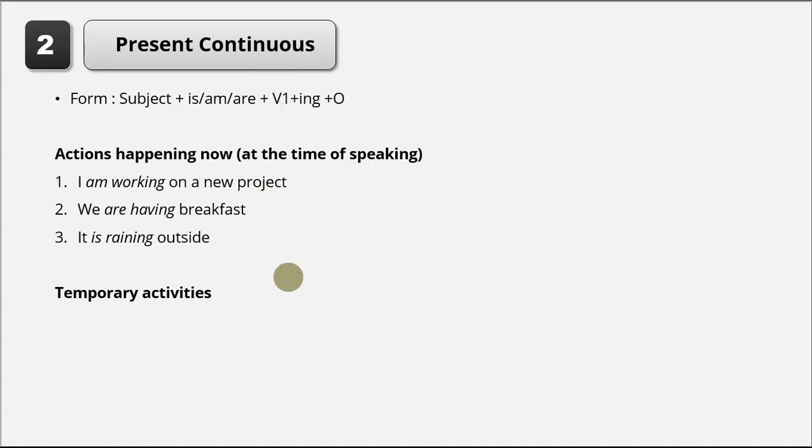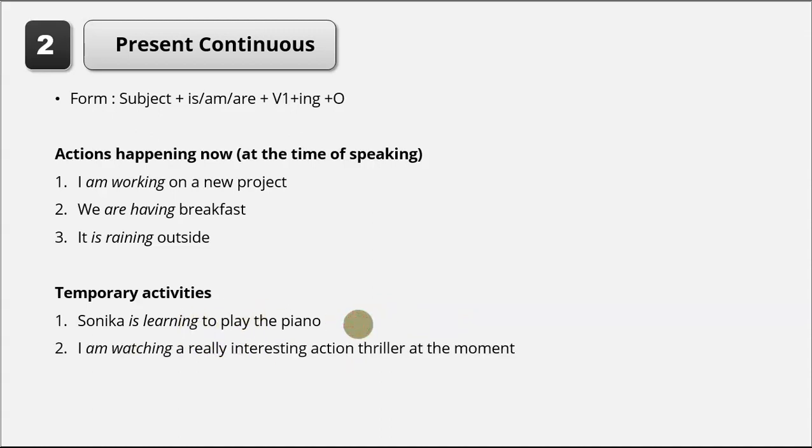Let us understand the second type where present continuous tense is used, which is temporary activities. Now let's understand that with an example. Sonika is learning to play the piano. Now the difference is that Sonika may not be learning to play the piano right now as we speak, but these days she's learning to play the piano. Maybe she goes for classes in the evening or in the morning. It may not be necessary that the action is happening at the current moment, but it is happening at the current time, in the last few days, and it will continue over the next few days. So it's a temporary activity which is going on.